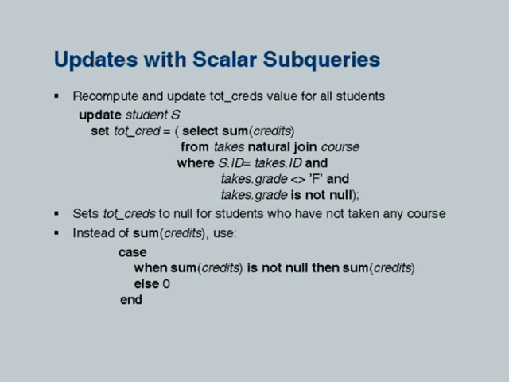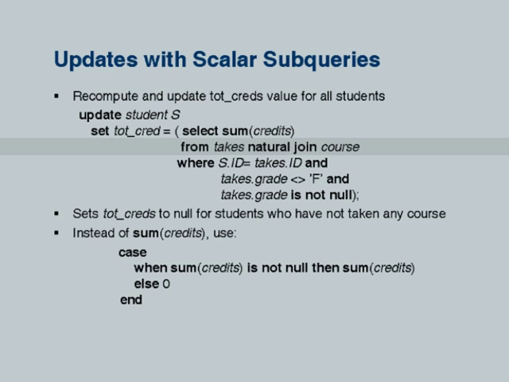Now, let us just look at the subquery. That should help you see what is happening. To find the credits, I have to join takes with course, because the credit attribute is not there in the takes, only the course ID is there. But each course can have a different number of credits. I have to join with course. So, takes natural join course.